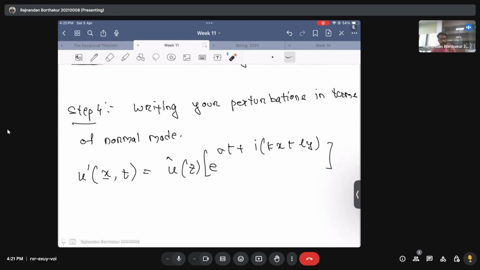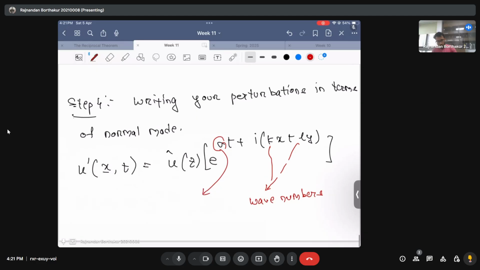First and foremost, writing your perturbations in this form is known as normal mode representation. Why this is called normal mode representation, and how we write it, is governed by the physics of the problem. I think you have already seen this representation while deriving the Orr-Sommerfeld equation. Remember, this k and l are the wave numbers. Your sigma, we call it the growth rate.